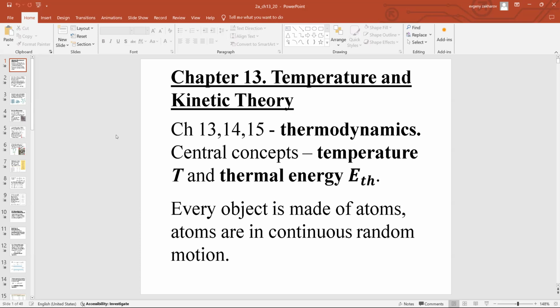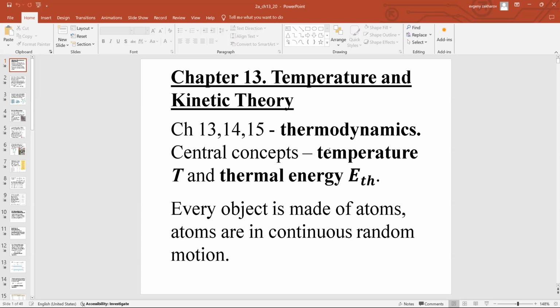So essentially, temperature becomes the kinetic energy, and that's why you see the kinetic theory as the second part of the chapter 13. So once you understand what temperature is, you understand the kinetic energy of a thermodynamic system.